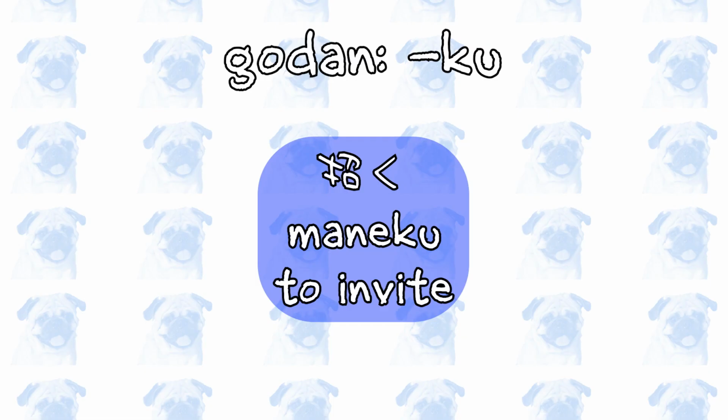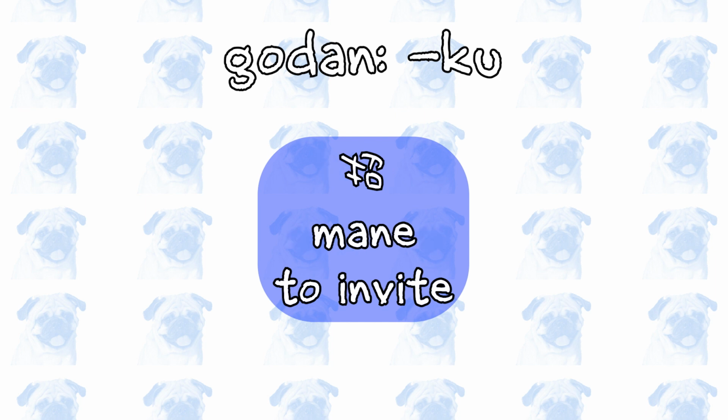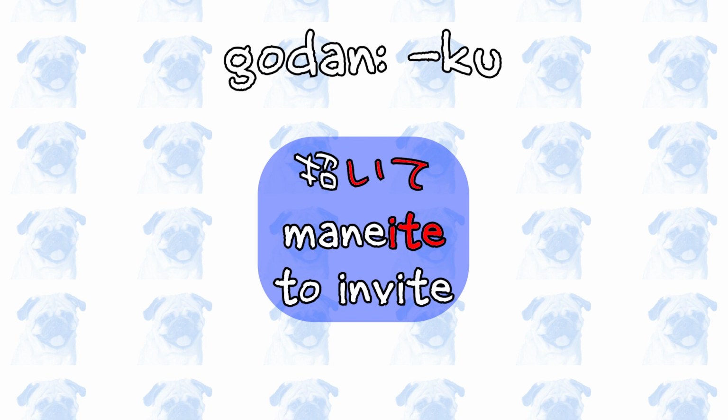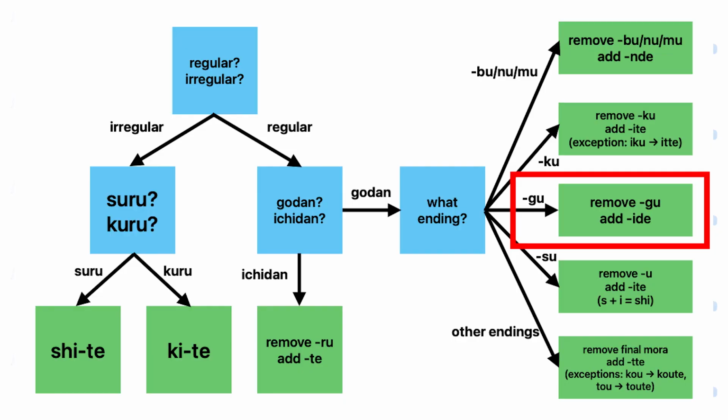If a Godan verb ends with ku, drop the ku and add ite. For example, the verb maneku, to invite, ends in ku, so drop the ku and add ite, as in maneite. Maneku, maneite.